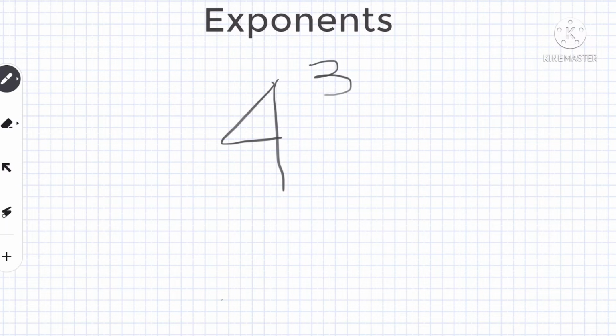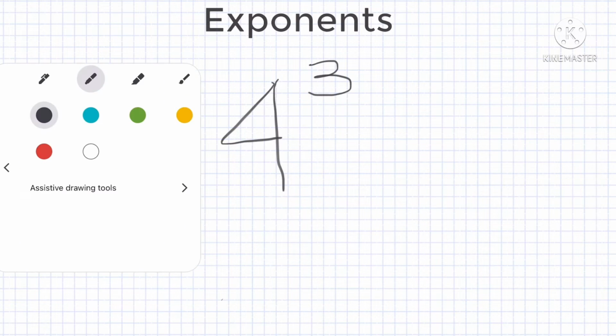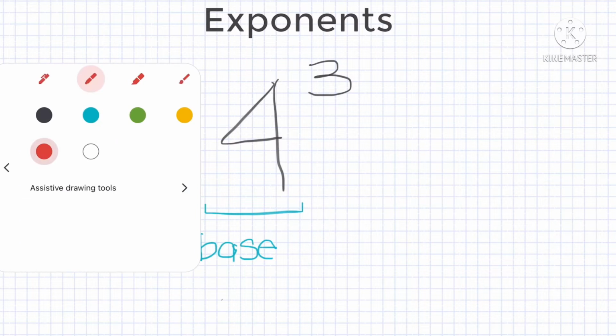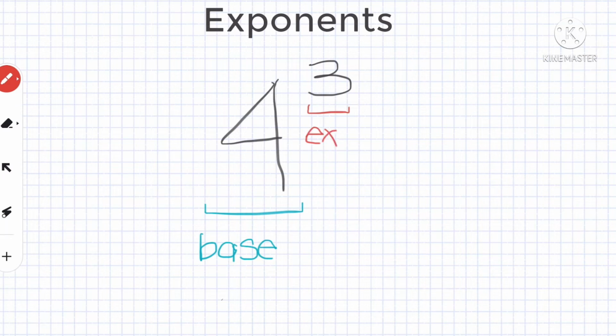Today we'll be learning about exponents. An exponent is a small raised number next to a bigger number known as the base. The exponent represents the number of times the base number is being multiplied by itself. Exponents are also called powers.